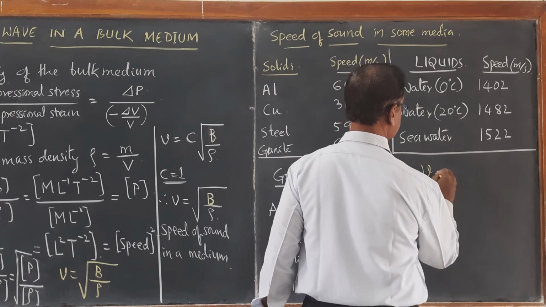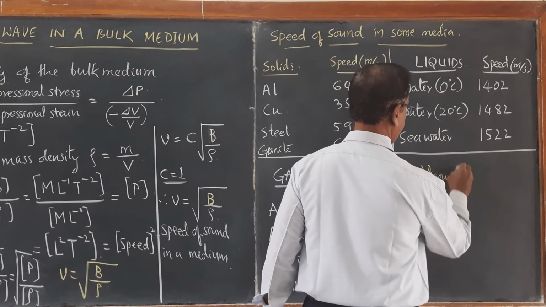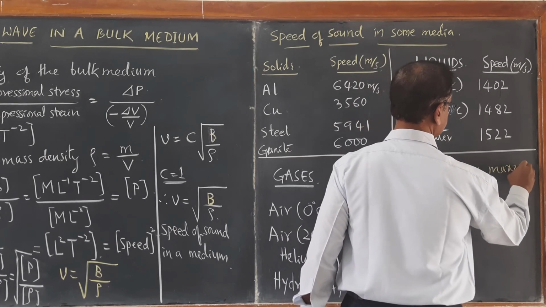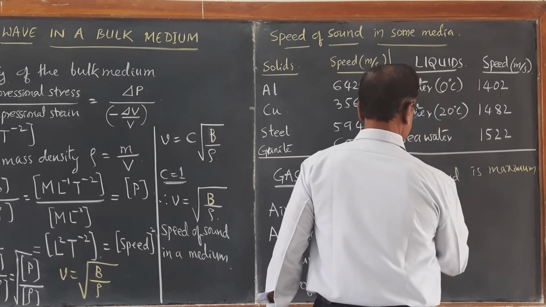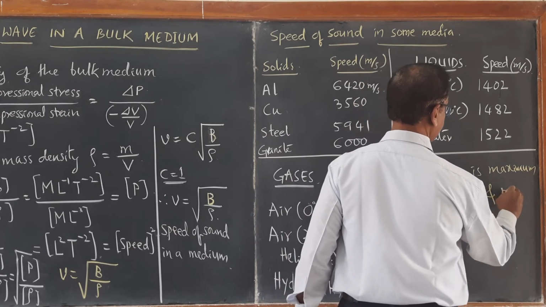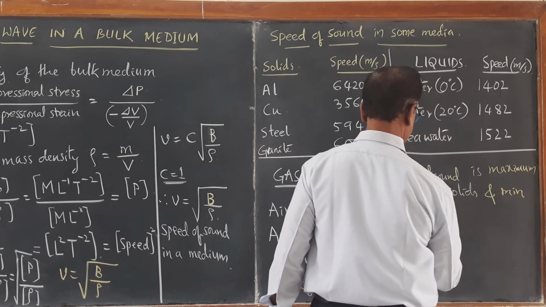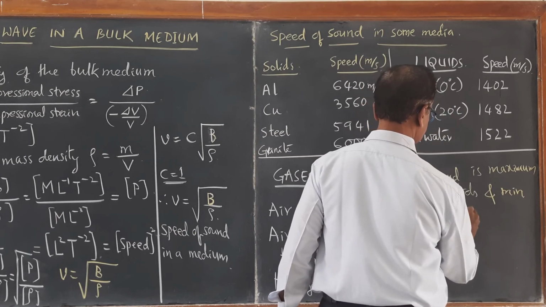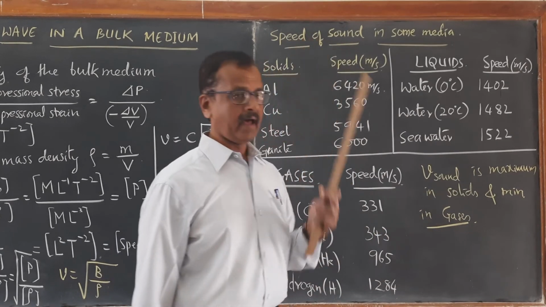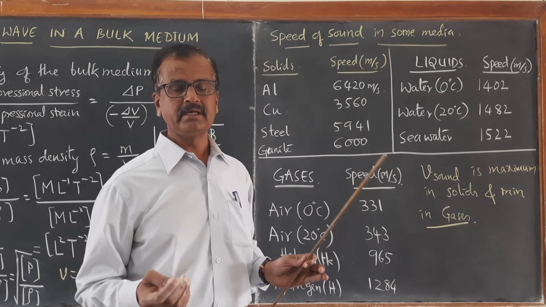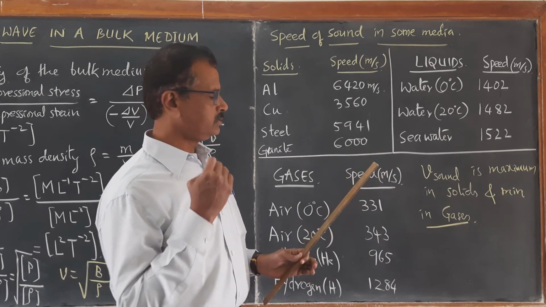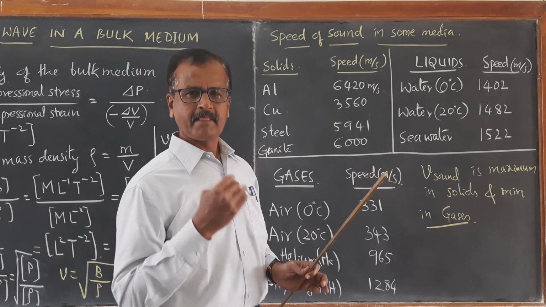The speed of sound is maximum in solids and minimum in gases. What is the reason? The reason here is that solids have the highest incompressibility. Solids do not get compressed at all due to the traveling of these sound waves.